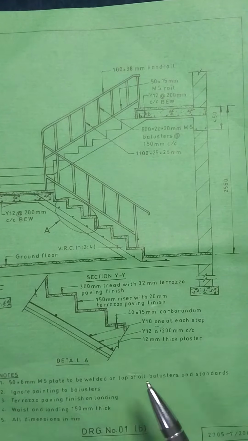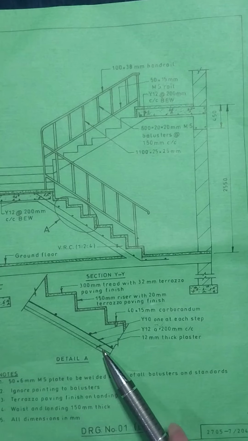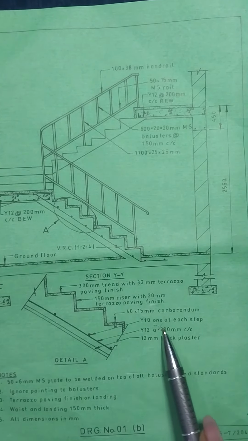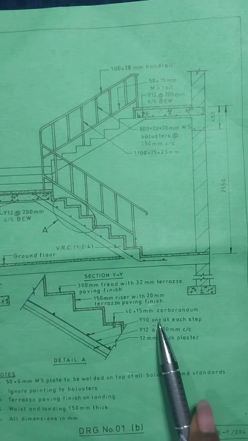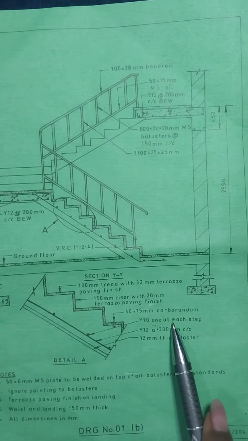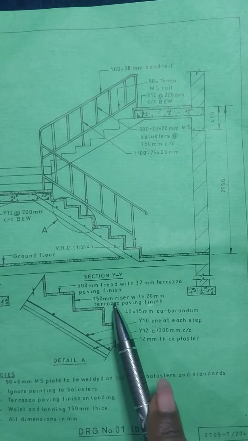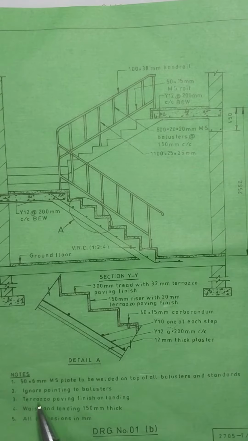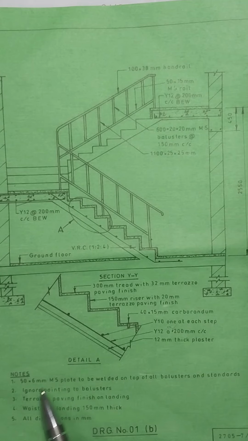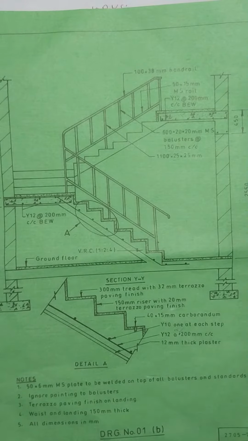Now we've been given the details of section A, this section A here. So we've been given its detail. We have 12 millimeter plaster. This is on the soffit of the staircase. We have the distribution bars, the main bars. The distribution bars, we have been told it's Y10, one at each step. And then we have the paving on both the riser and the tread. And then we've been given some notes down here which we are going to follow. Now let's start on taking off that staircase.